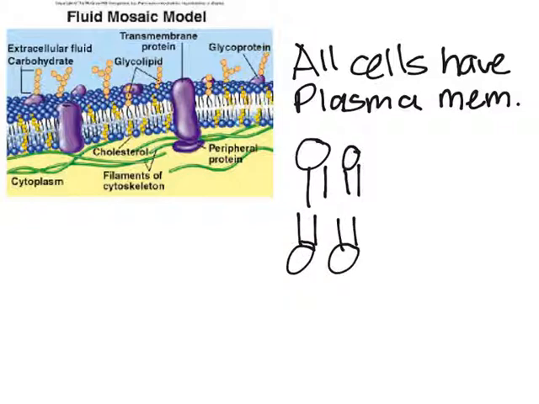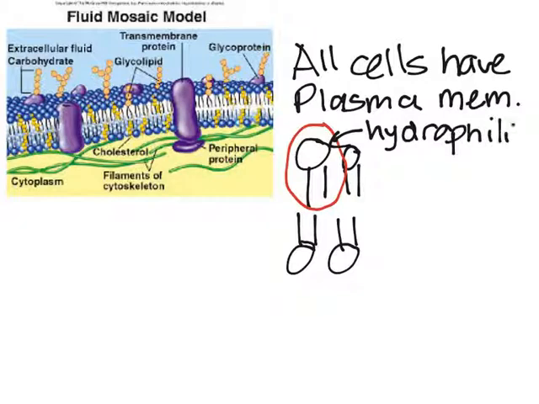And each one of these things is called a phospholipid. And it has a hydrophilic head, which means that it likes water, so it will come into contact with the environment and the water. And then here is a hydrophobic tail.